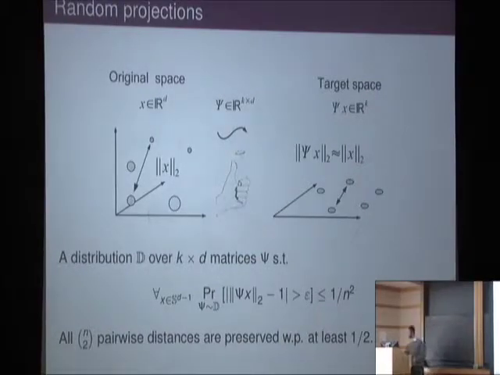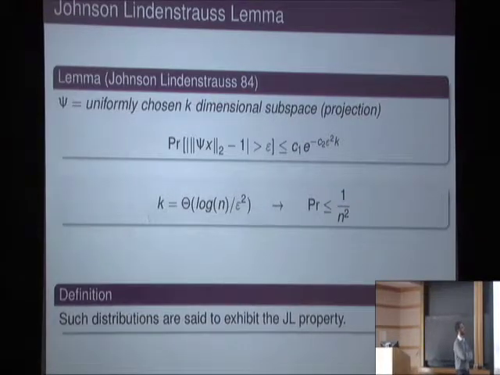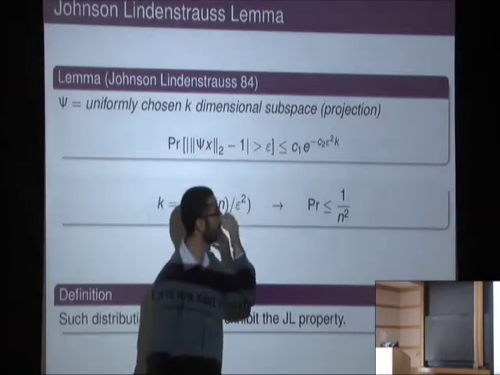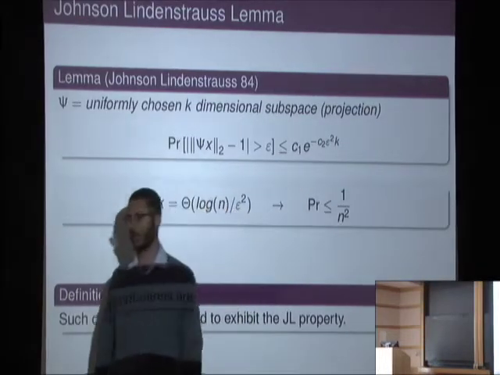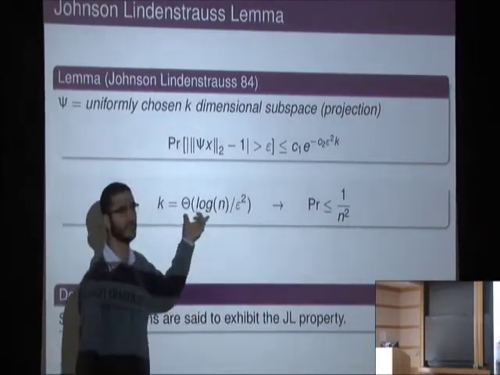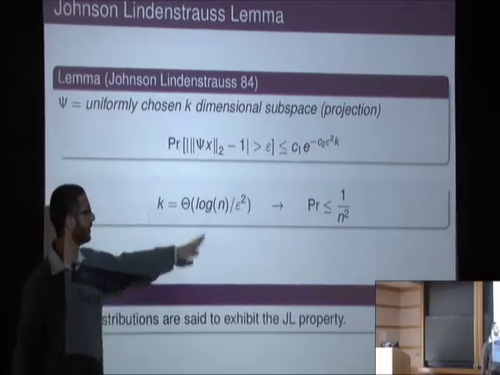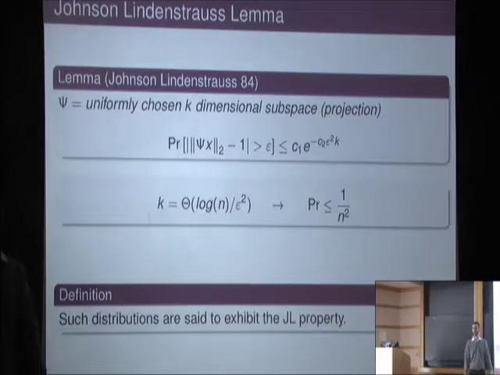And in '84, Johnson-Lindenstrauss showed that if I just choose this psi matrix to be a random projection, being a k-dimensional subspace chosen uniformly at random from all k-dimensional subspaces, then the probability of distortion by more than epsilon is exponentially small in epsilon squared and k. And if I just want this thing to be smaller than 1 over n squared, then I get that the target dimension is log n over epsilon squared. Okay. And from this point on, we're going to say that this property is the JL property, or the Johnson-Lindenstrauss property of mappings.